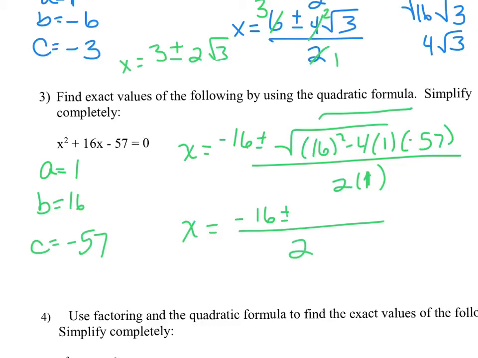Alright, those are easy. That stays negative 16. And we simply have to figure out what that number under the radical is. Pause it now. Do it yourself. See if you can figure it out. Make sure you can get that number yourself.